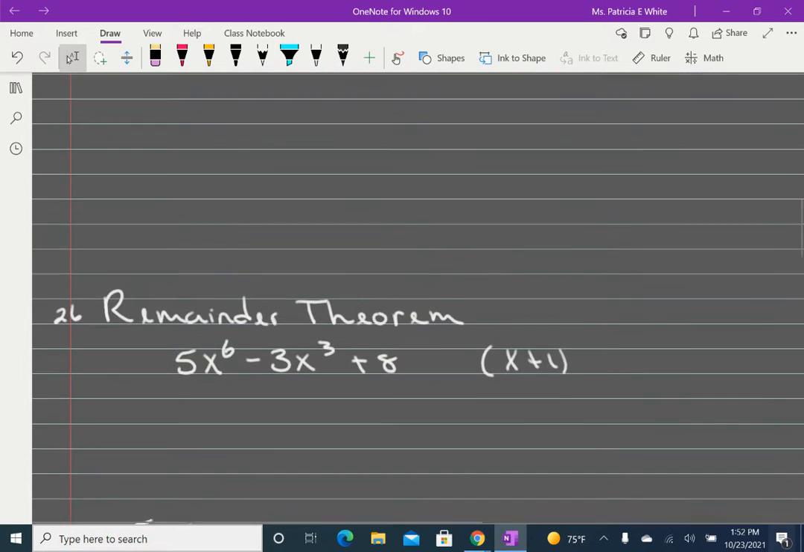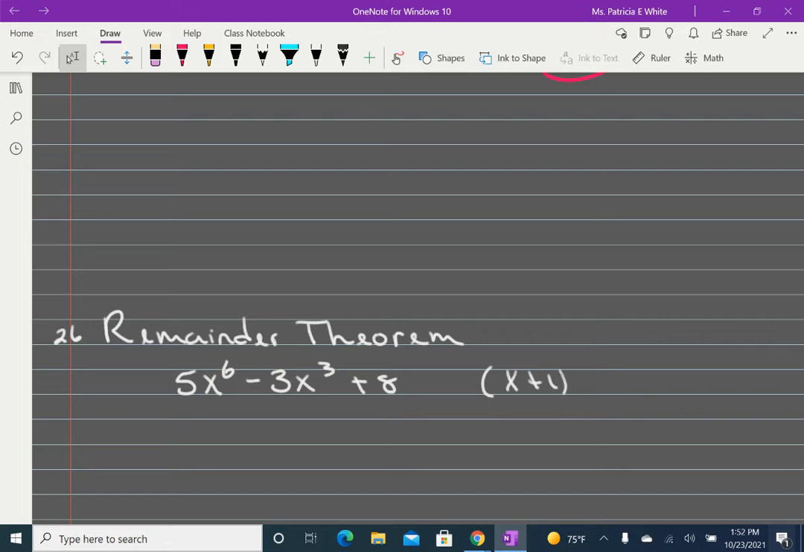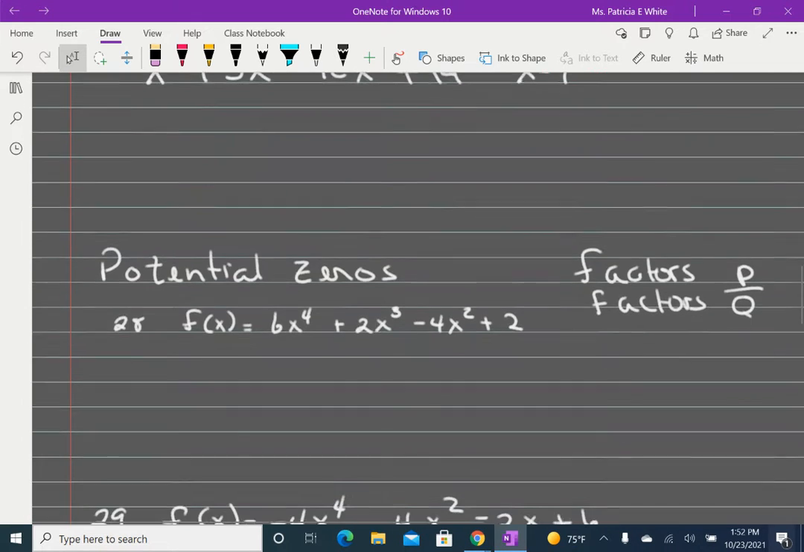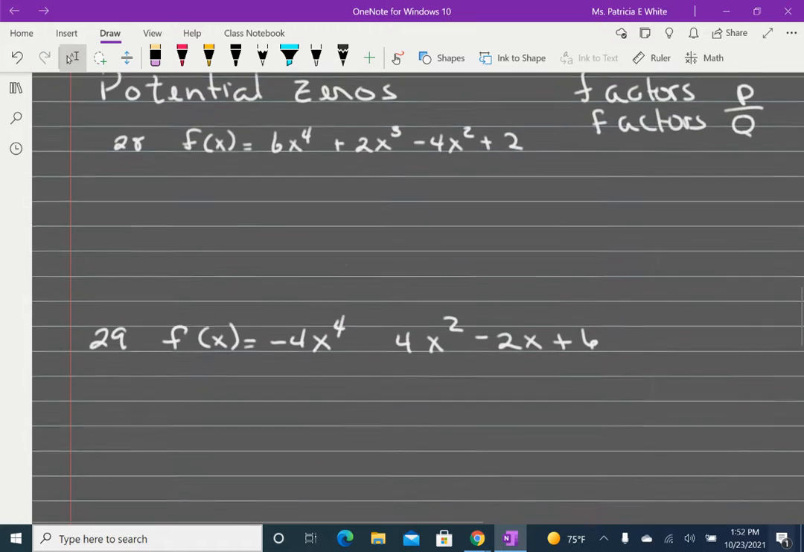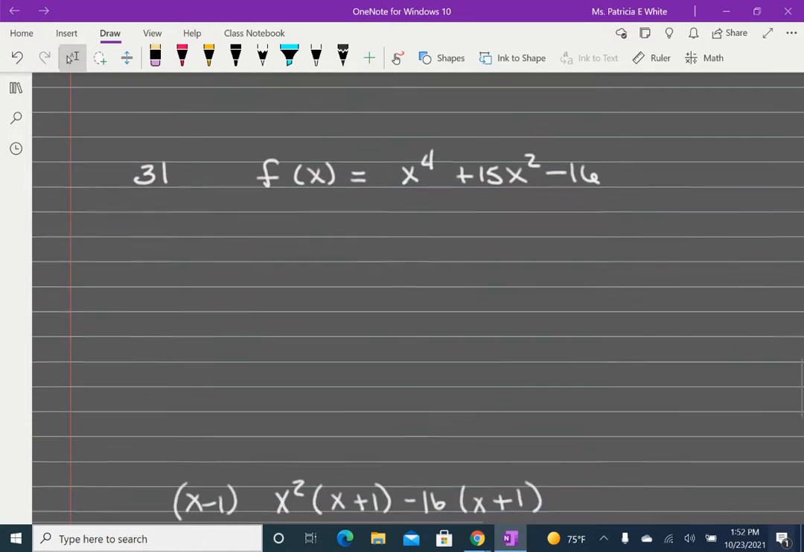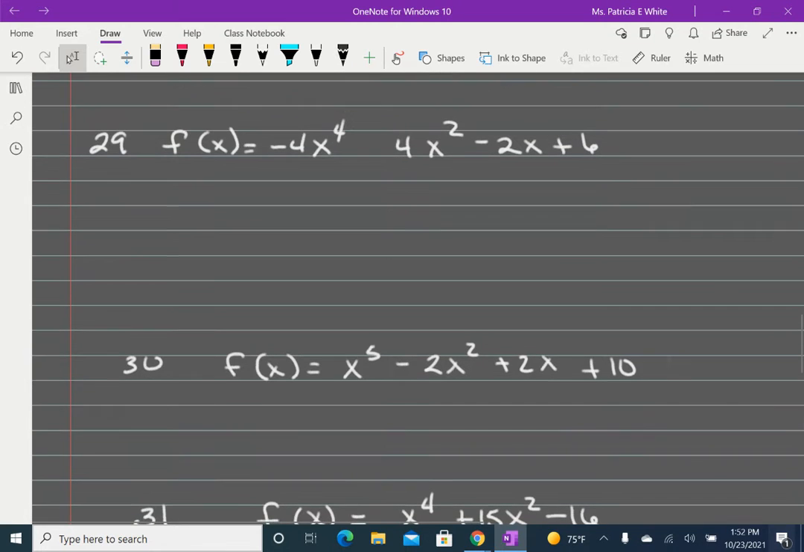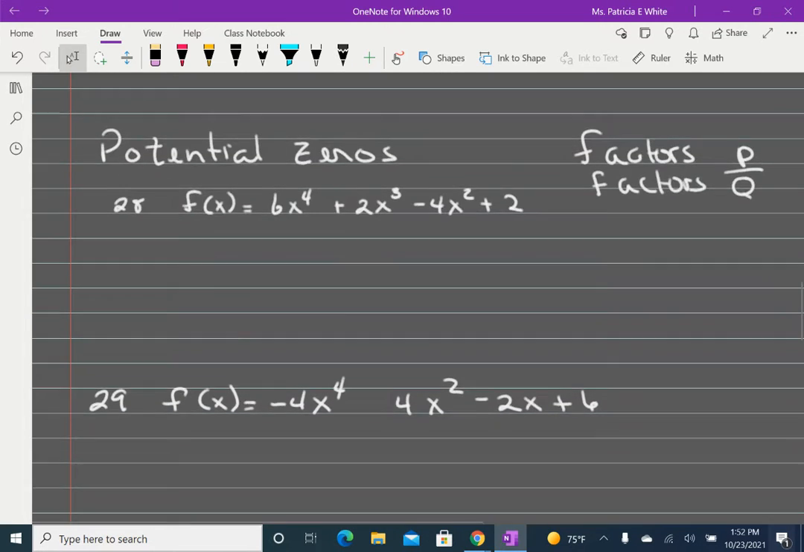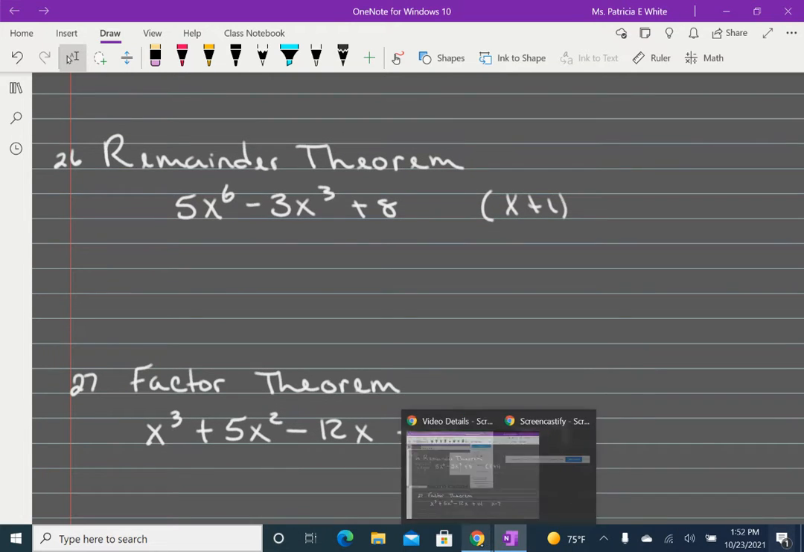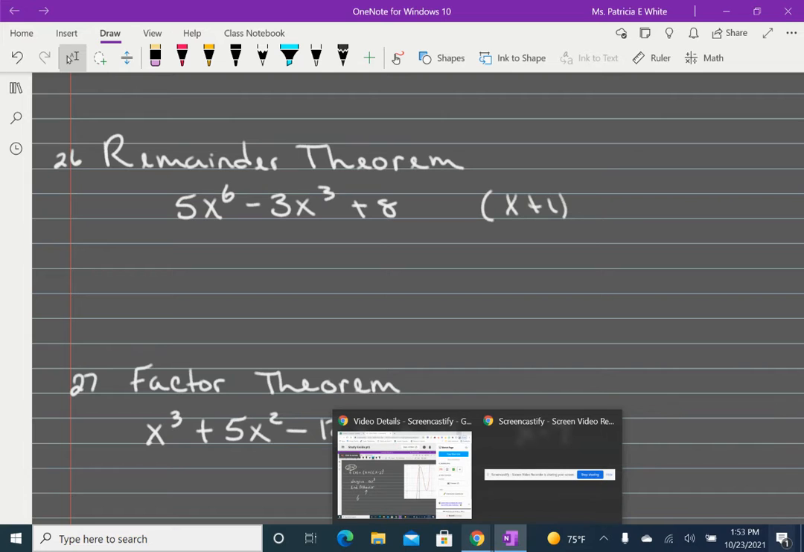All right. In the second part here, we're going to talk about the remainder theorem, the factor theorem, and the potential zeros. So that's going to take us through problem 30. Remainder theorem and factor theorem. We just did the procedure in part 1 because that's when we find our f of, right?